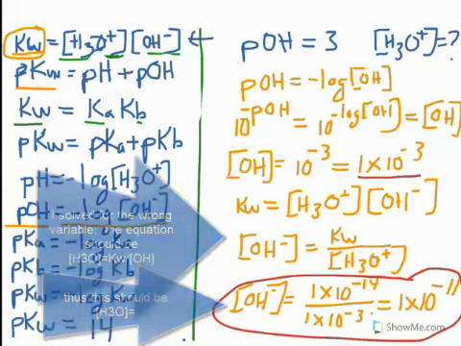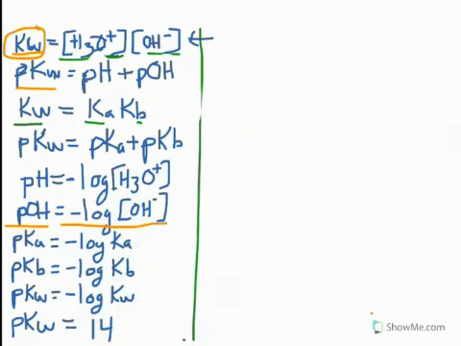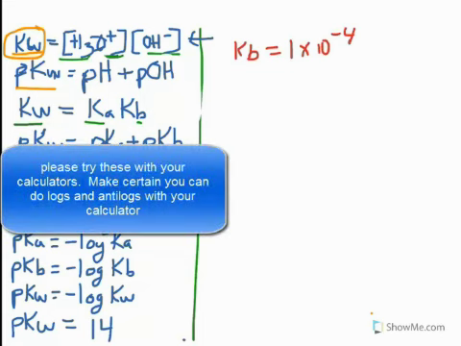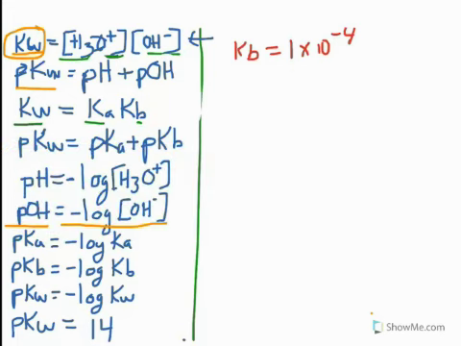I'll do one more example. In this problem, I'm going to give you Kb. Kb is equal to 1 times 10 to the minus fourth. I'm picking really good numbers so I can do the math in my head. You will get more complex ones on the exam. You might get 1.7 times 10 to the minus 4. So Kb equals 1 times 10 to the minus 4, and the question is: what is pKa?